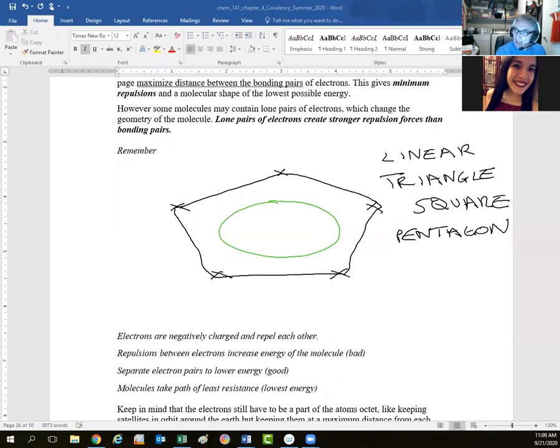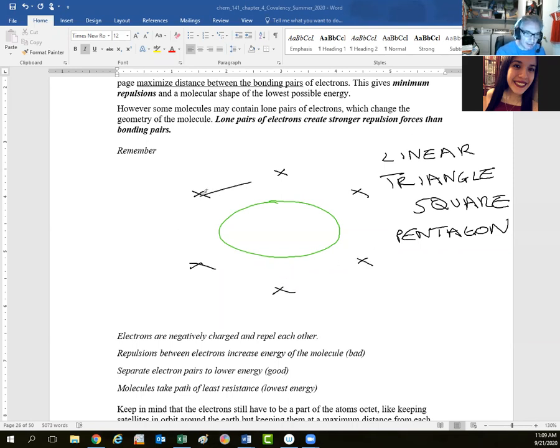Or if we had 6 groups around that central atom, again, spacing out as evenly as they could from each other, we'd get the points of a hexagon, a 6-sided shape.